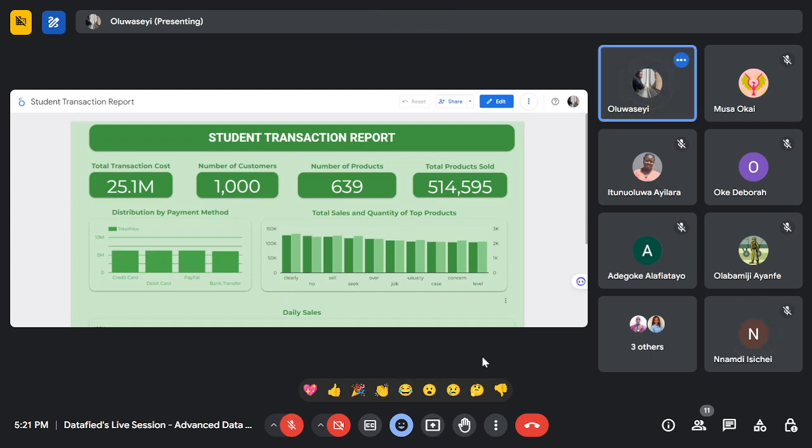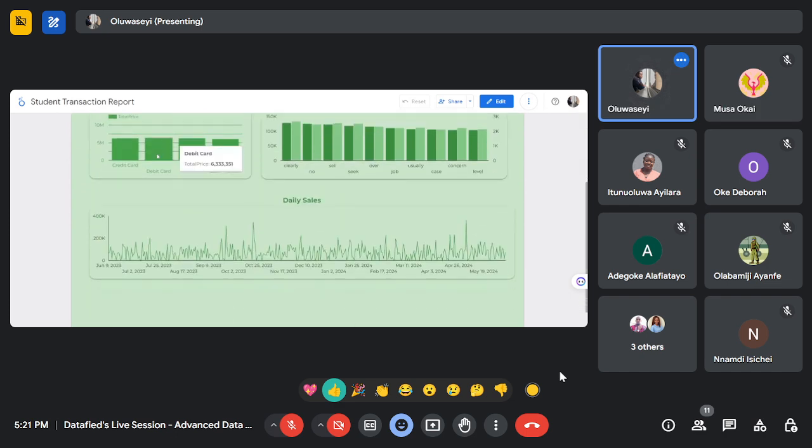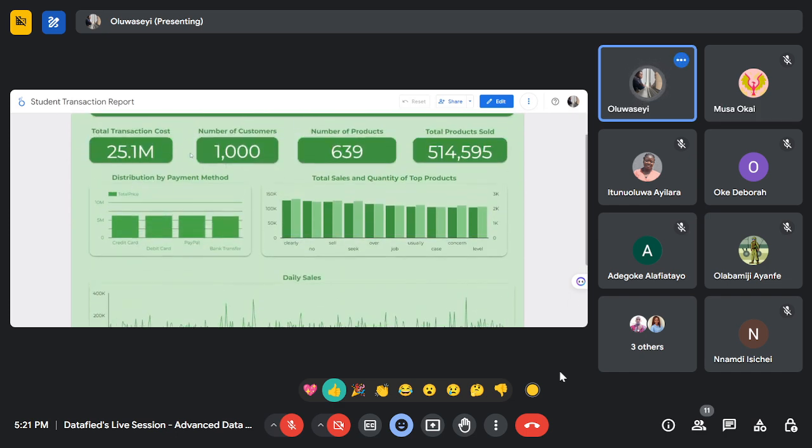Okay. So this is the dashboard I worked on, and I don't even know what I'm saying again. Okay, so this is the dashboard, and I called it student transaction reports, just like every other person has done. An overview of the dashboard.